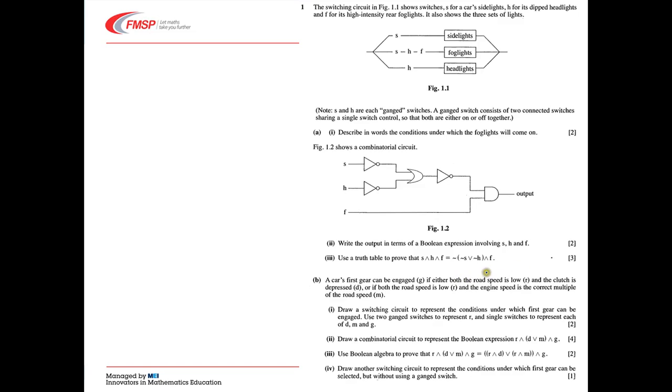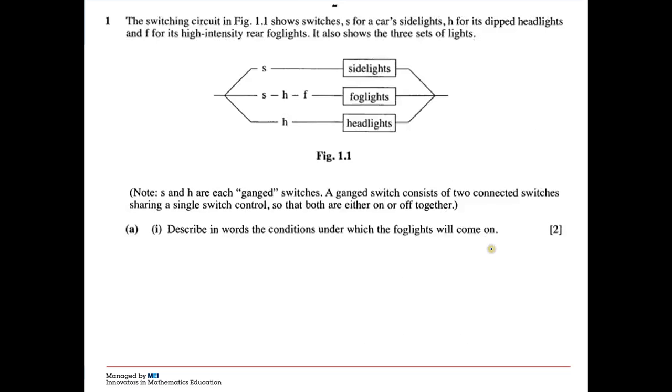So here's a question. This is quite an old question, but it's the only long question I could find that had a lot of this in, so we won't attempt to read it all at once. Here we go. This is the first part. This is a switching circuit for a car, so S for side lights, H for headlights, and F for fog lights. Don't worry about ganged switches. That doesn't help you. It just says describe in words the conditions under which the fog lights will come on. So there's the fog lights. It's S and H and F.